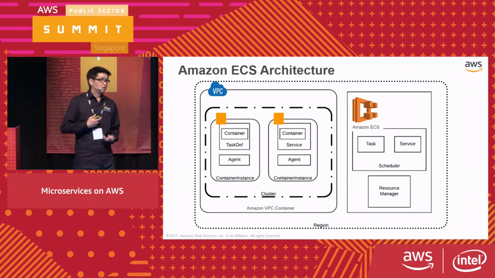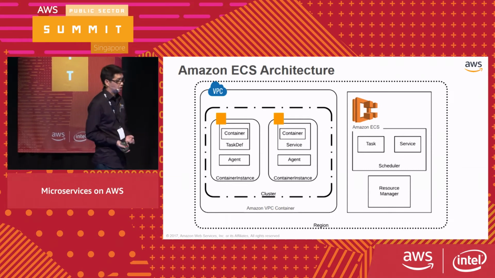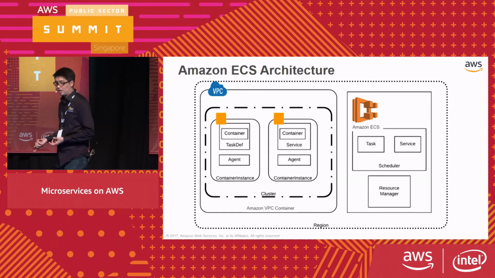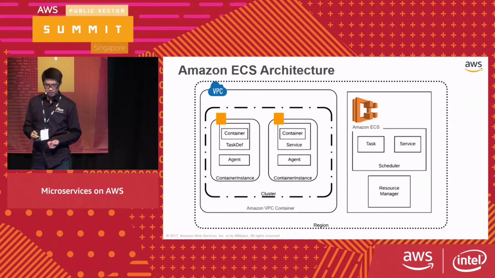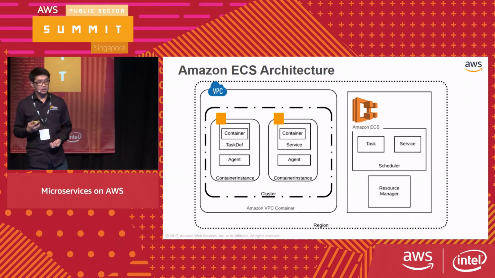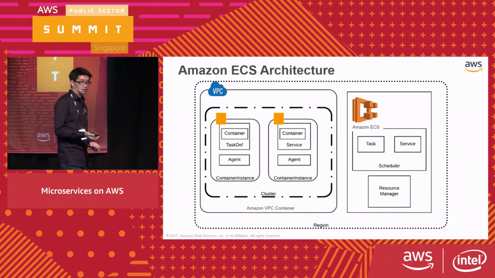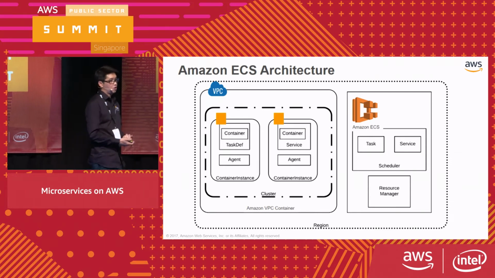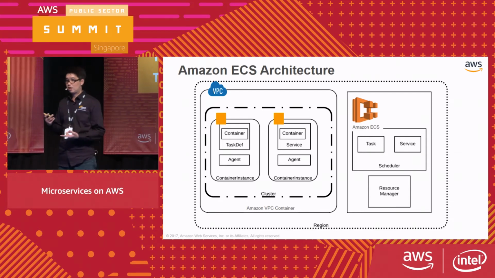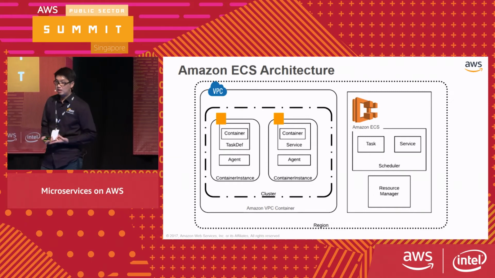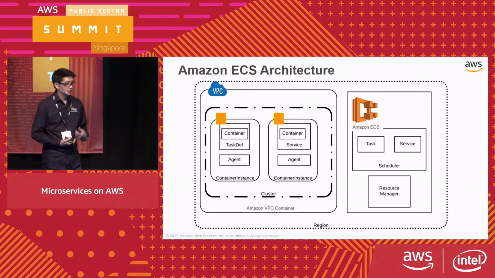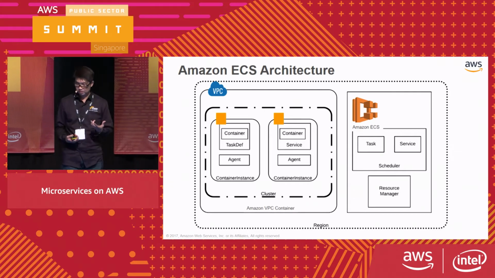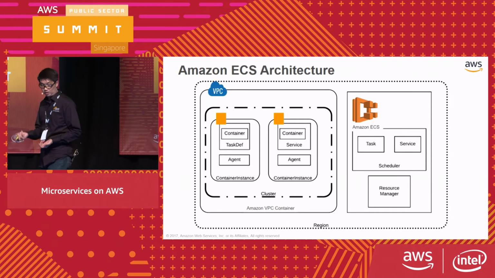There are two types of containers that you probably will deploy. One is a task definition. The other one is a service. I'll get back to that in a couple of slides. On your right, this is where the Amazon ECS service resides. There's a resource manager that takes care of knowing which host is available, what capacity it has, what memory it has, and then within it, there's a scheduler. There are two types of scheduler. One is the task, the other one is service. I'll get back to that as well.